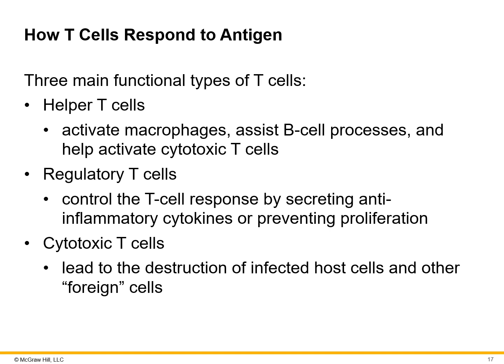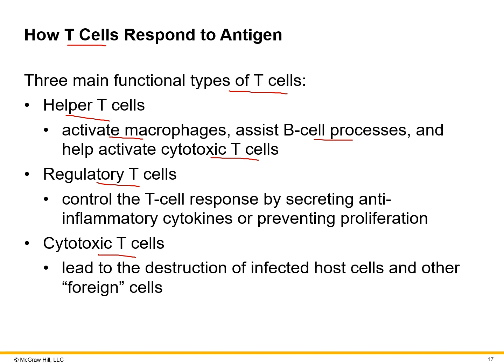So we'll start first with how T cells respond to these antigens. And there are three different types of T cells. So we have helper T cells, regulatory T cells, and cytotoxic T cells. Helper T cells activate those macrophages we just talked about, one of the antigen presenting cells. They help with the B cell activation, and they help activate the cytotoxic T cells, hence the name helper T cells. They're helping to activate macrophages, B cells, and T cells.